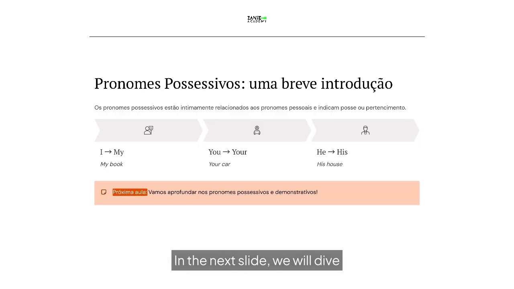In the next slide, we will dive deeper into the specifics of possessive and demonstrative pronouns, which will provide you with even more tools for effective communication. So, as we prepare to explore this topic further, think about how you can use these possessive forms in your daily life. Whether you're talking about your belongings or describing what belongs to someone else, mastering possessive pronouns will make your speech much more natural and fluid.